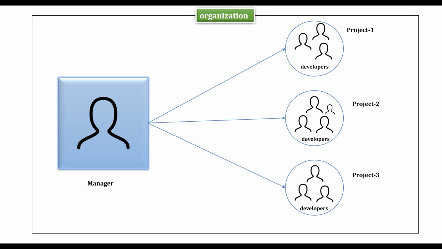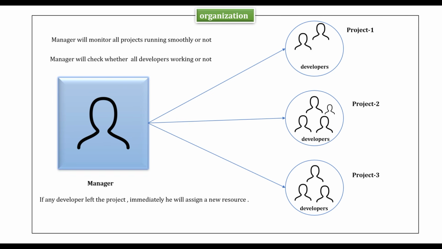In an organization, there is a manager who usually manages multiple projects, and each project is assigned multiple developers, right? Now what is the role of the manager here? The manager will monitor all the projects, whether they are running smoothly or not. Also, the manager will check whether all developers are working or not. Apart from that, if any developer leaves the project, the manager will immediately assign a new resource to that specific project. Similarly, if any project is getting closed or completed, then the manager will tag all the resources from that existing project to a new project, right? This is what a manager does.